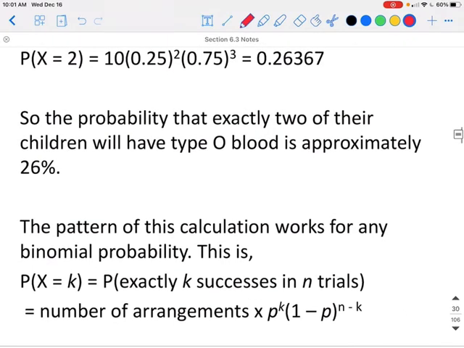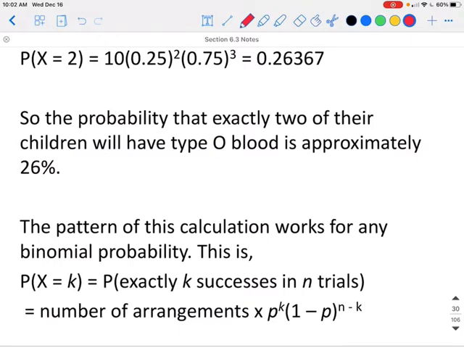The pattern of this calculation works for any binomial probability. So the probability that X is k, the probability of exactly k successes in n trials, is found with the number of arrangements times p raised to the k times 1 minus p raised to the n minus k.